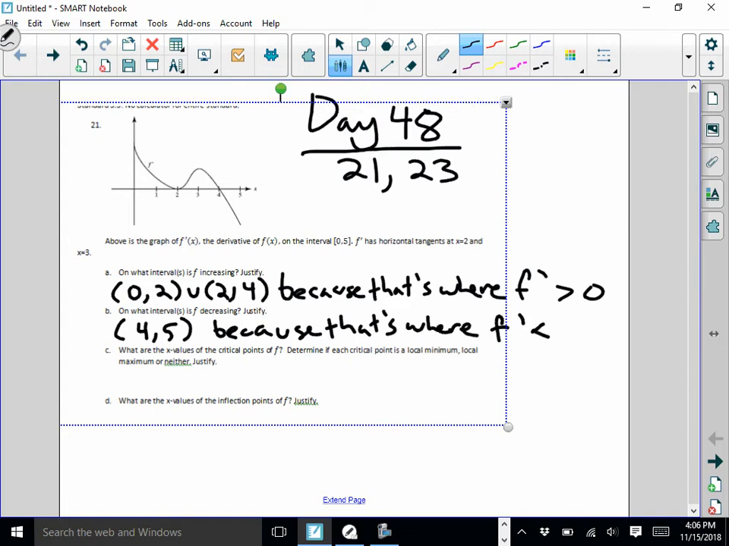C says, what are the x values of the critical points of f, and determine for each critical point whether it's a local min, a local max, or neither. Critical points, we know by definition, are where f prime equals 0. So looking at our graph, we're looking for the zeros. I see a total of 2 zeros, one at x equals 2 and one at x equals 4. So let's start with x equals 2. That's a critical point that's neither a max nor a min, because f prime didn't switch signs.